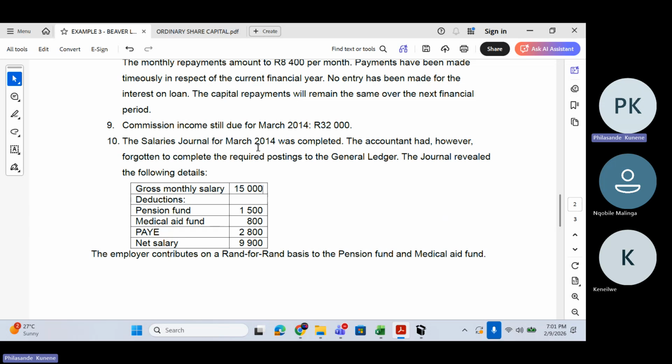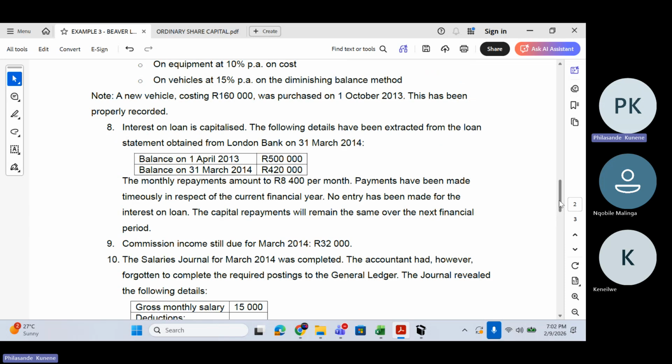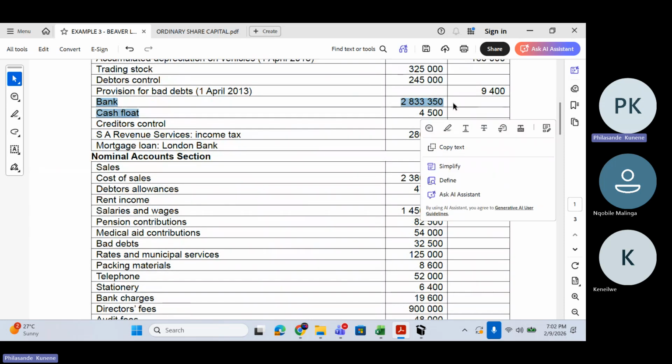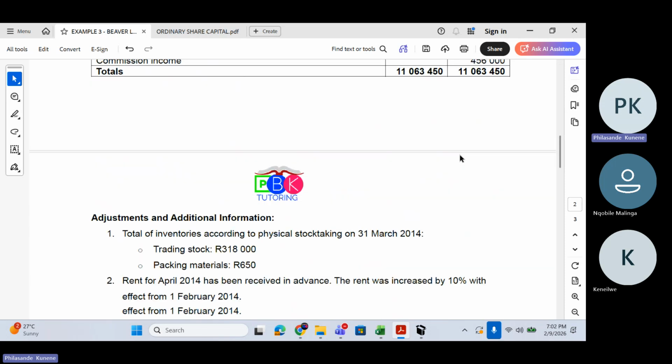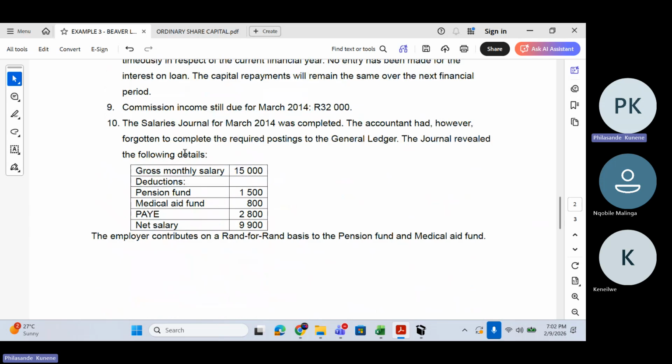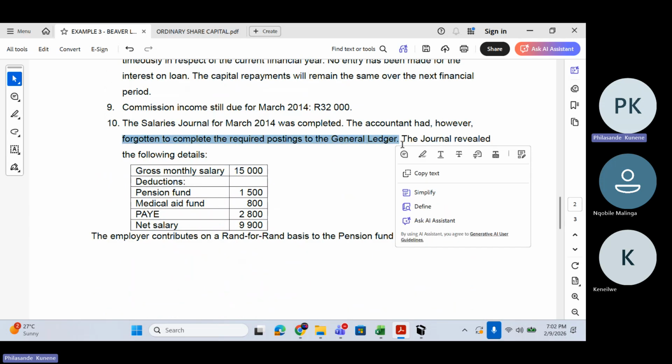They said here, the accountant had, however, forgotten to complete the required posting to the general ledger. We said these payments, most probably we made a payment, we paid them, right? But in terms of the accounting records, it's possible that they were not subtracted from our bank account. They were paid, yes, but in terms of the accounting records, they were not taken into records because they are not part of the journal.